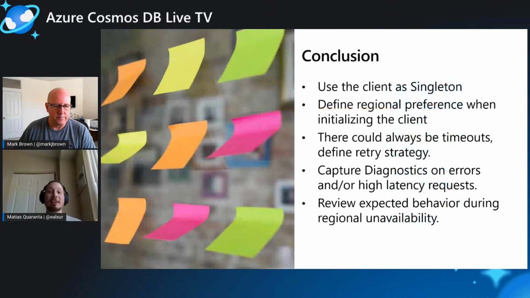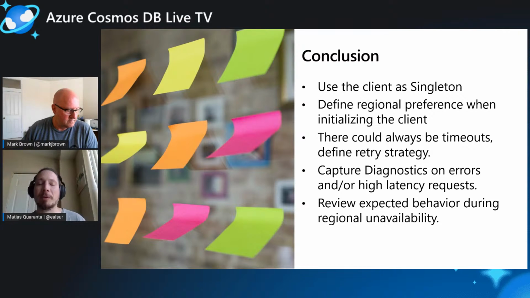Makes sense. So, in conclusion, the things that I wanted you to take away from this presentation is, please always use the client as a singleton. Make sure that you are not creating multiple clients if you want to avoid connectivity issues, SNAT or connection exhaustion. Define your regional preference when initializing the client, which is what we were just saying a minute ago. Please use application region or application preferred locations to hint the SDK which regions you want to connect to.